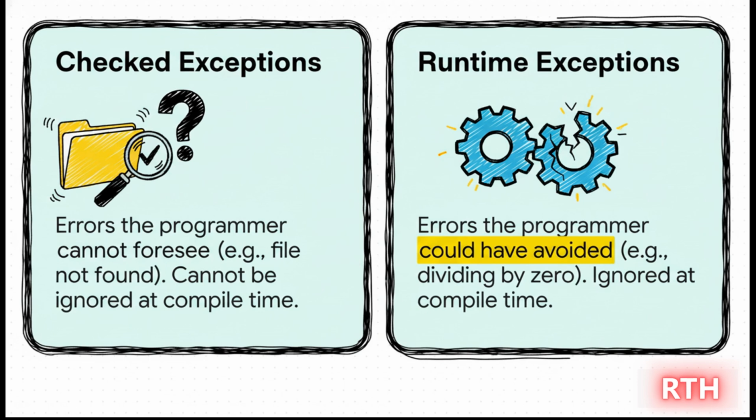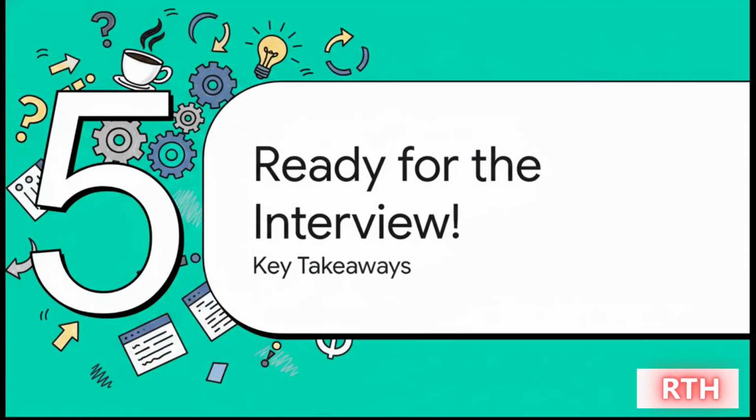Then you have runtime exceptions. These are usually our fault, bugs in the code. Think trying to divide a number by 0. The compiler doesn't catch these, and they only show up when you're actually running the program. Knowing this difference is a huge deal. And there you have it.